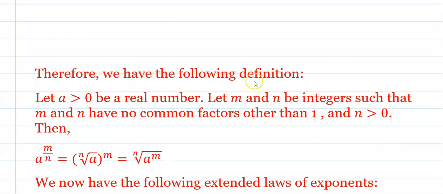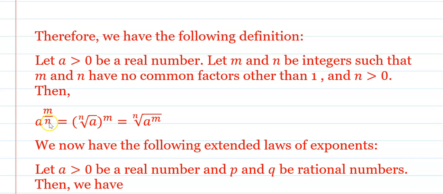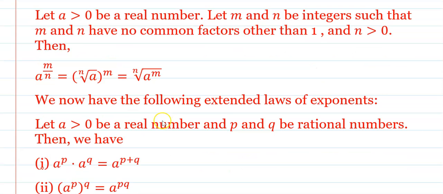Therefore, we have the following definition. Let a be positive, that is a greater than 0, a real number. Let m and n be integers such that m and n have no common factors other than 1, and n is positive, n greater than 0. Then a raised to m upon n equals the nth root of a, bracket raised to m, or again it can also be written as the nth root of a raised to m, in this way.